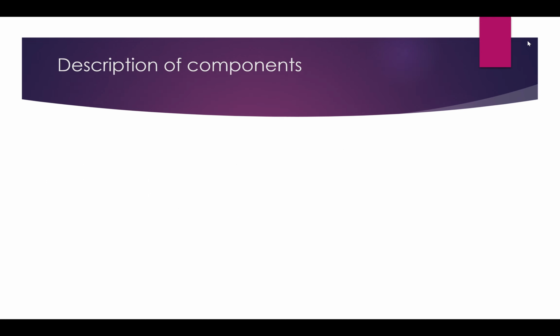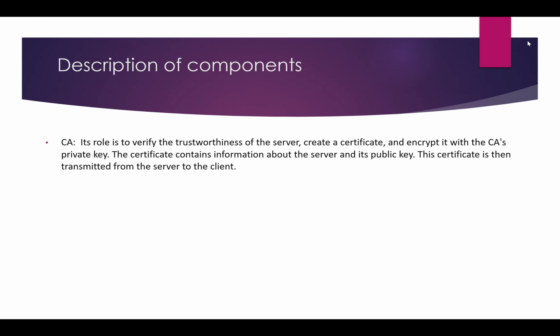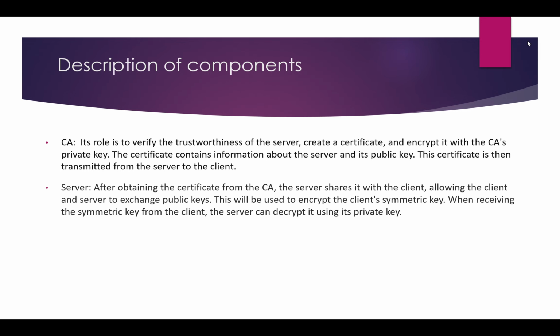Description of components. First, CA. Its role is to verify the trustworthiness of the server, create a certificate, and encrypt it with the CA's private key. The certificate contains information about the server and its public key. This certificate is then transmitted from the server to the client.